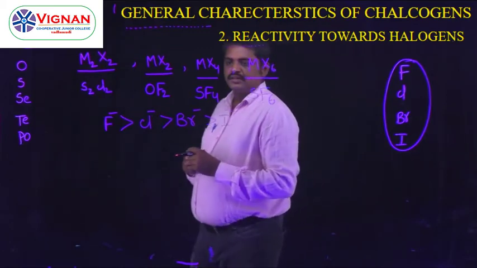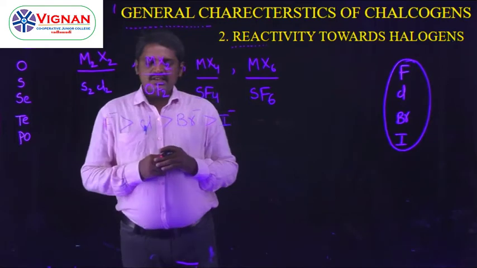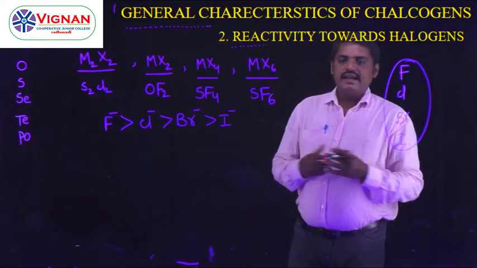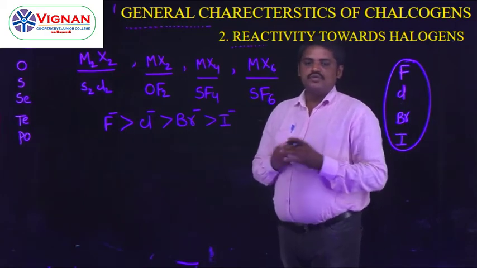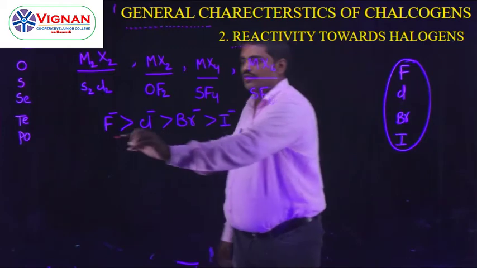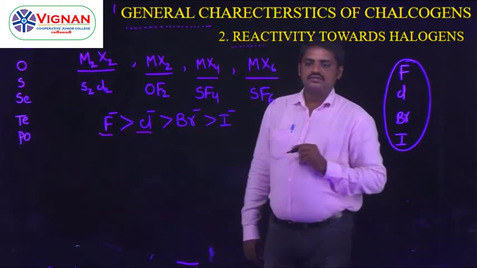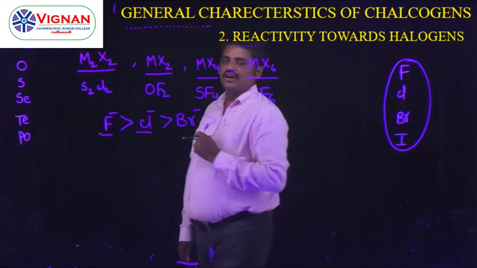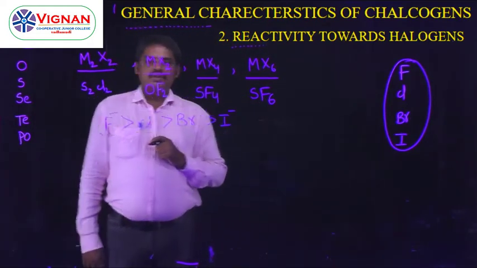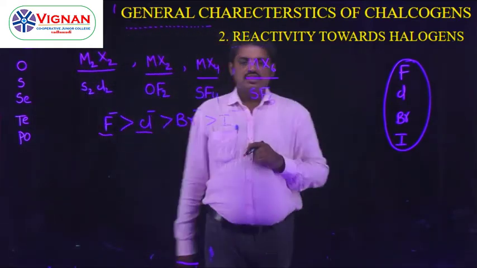So SF4 and SCl4, these two halides are observed. Which halide is more reactive? Fluoride ion is more reactive compared to chloride ion. This is the reactivity order for halide ions. And next, these halides are observed.